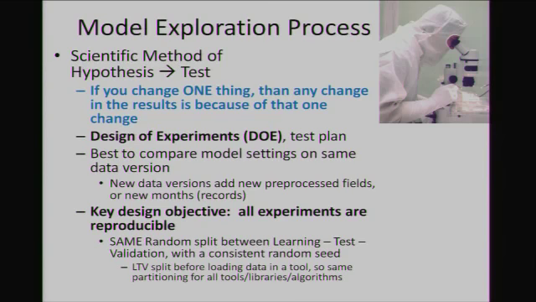Model exploration process: I think of it as a scientific method of kind of hypothesis test. I try and change just one thing at a time. And a design of experiments is kind of like a test plan. This is what I want to go through in my project. But I don't have everything laid out from day one. I'll have some initial investigation, and then based on what I start with, I'll decide how to continue on. And a key design objective is that all experiments are reproducible.